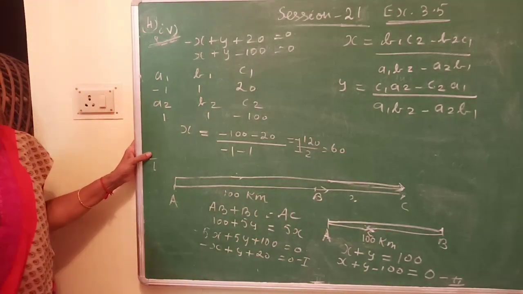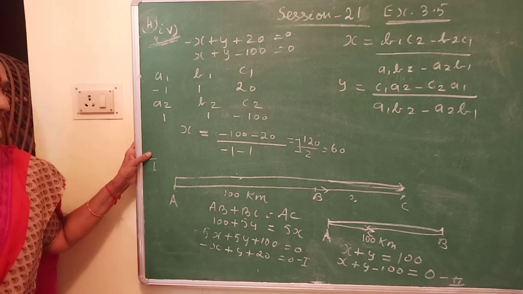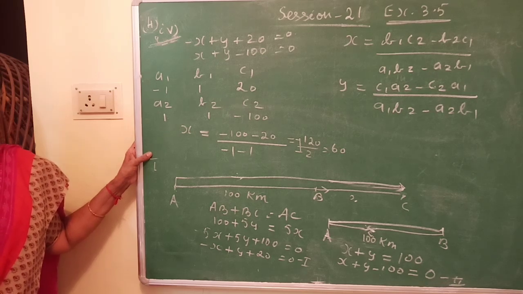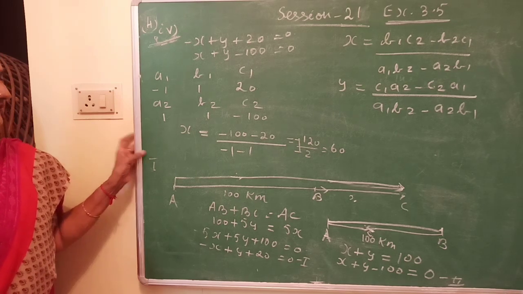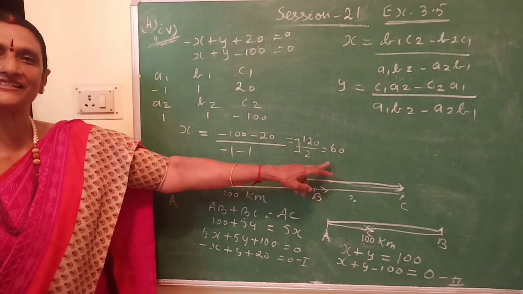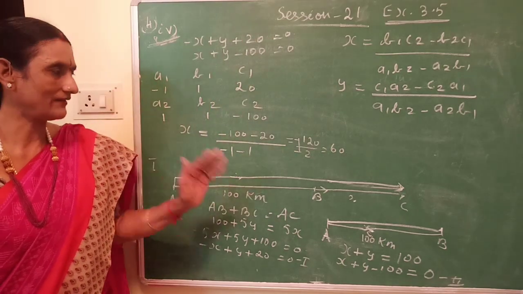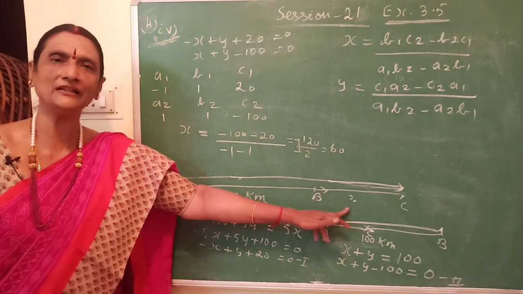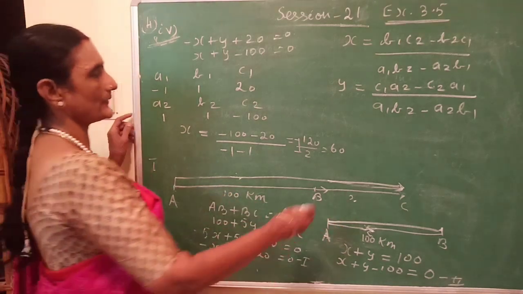So what is x is equal to? 60. So originally what did I say? For 5 hours this car has travelled more distance, that means the speed is also more. Correct? So we have got correctly this distance as 60. Okay, let us see what is going to happen for y. That is the speed of car number B. Shall we try? So what is y is equal to?